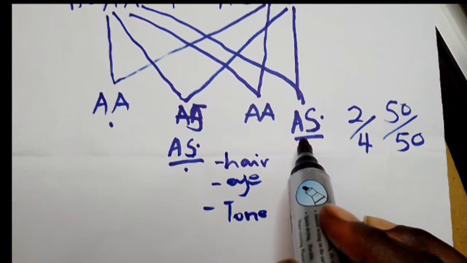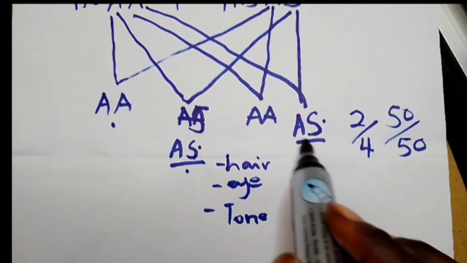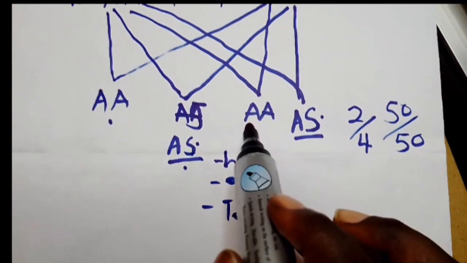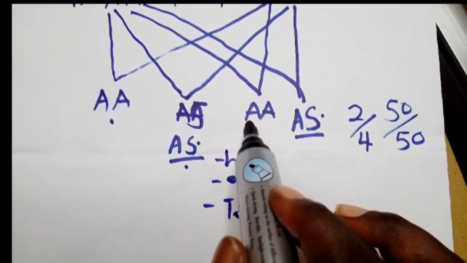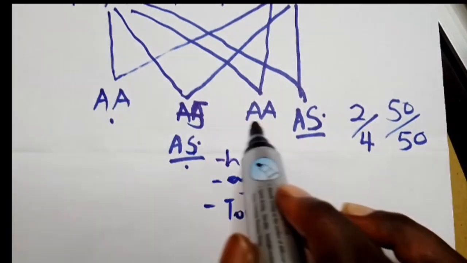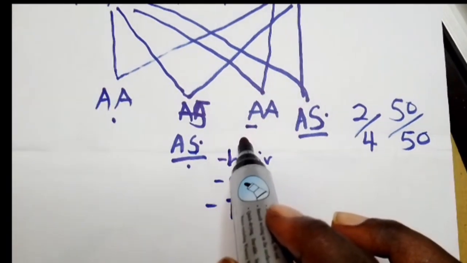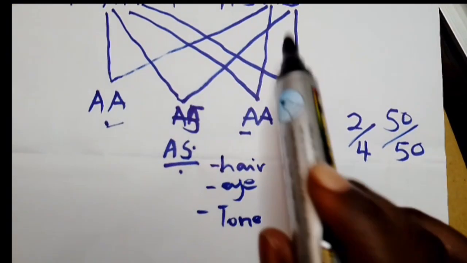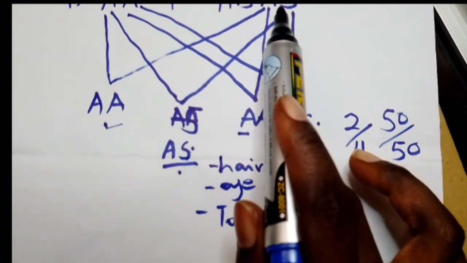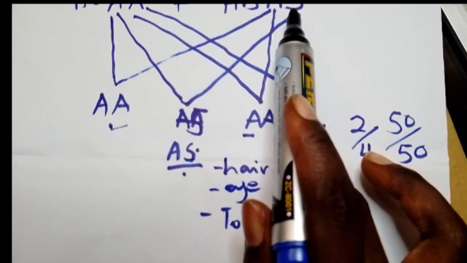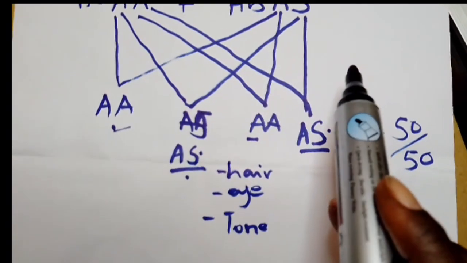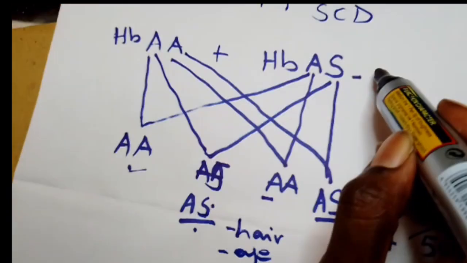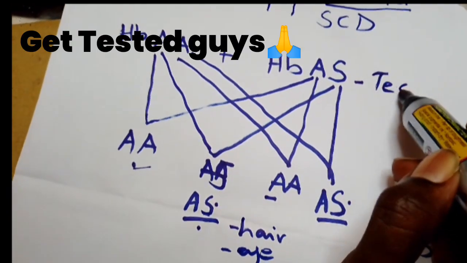So this is how a person ends up being a carrier. But this does not eliminate the fact that even if all your children have the normal HB, one of the parents might still have the sickle cell trait. You can only find that out by having your blood tested.